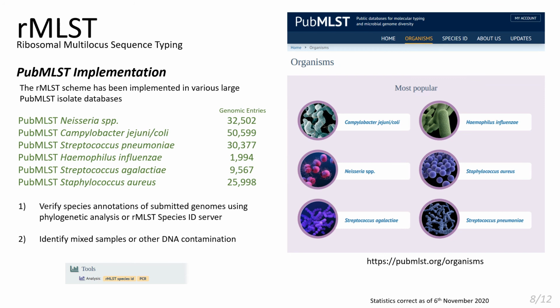The species identification server can be run for genomes that are already in PubMLST using the rMLST Species ID button that is found in the analysis toolbar at the bottom of every isolate page or from an isolate search, as highlighted here in red.